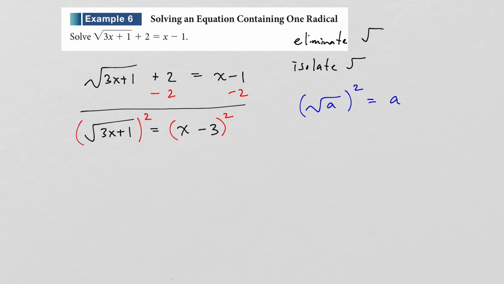So on the left-hand side, what happens here is we just get 3x plus 1 because the square and the square root cancel each other out. On the right-hand side, we have x minus 3 to the second power. And that needs to be multiplied out. So when you FOIL this, you should get x squared minus 6x plus 9.